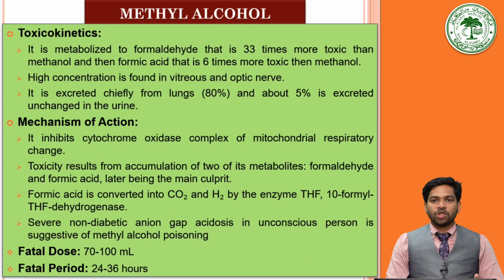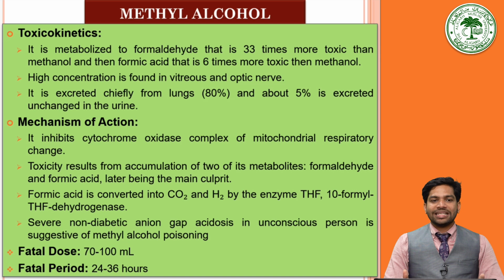Toxicokinetics of methanol: it is metabolized to formaldehyde, which is 33 times more toxic than methanol, and then formaldehyde is metabolized to formic acid, which is 6 times more toxic than methanol. So the metabolites of methanol are more toxic than methanol itself, and the maximum side effects and complications are produced because of the metabolites. High concentration is found in the vitreous and the optic nerve. It is excreted chiefly from the lungs, around 80%, and about 5% is excreted unchanged in the urine.